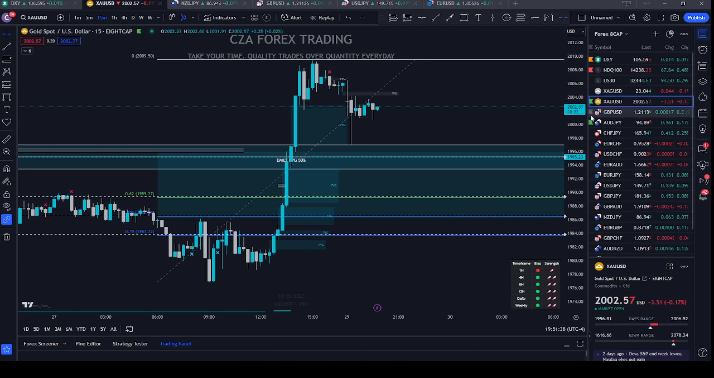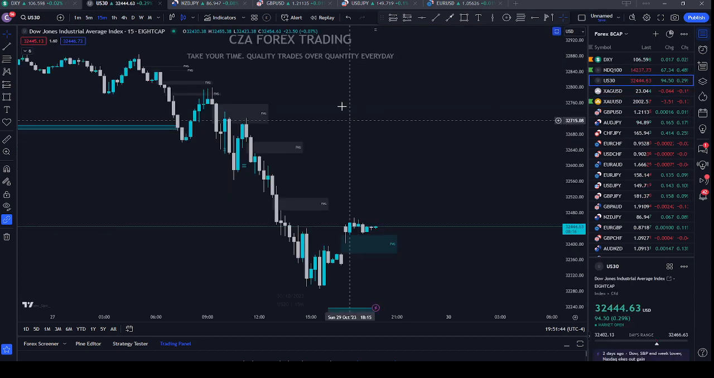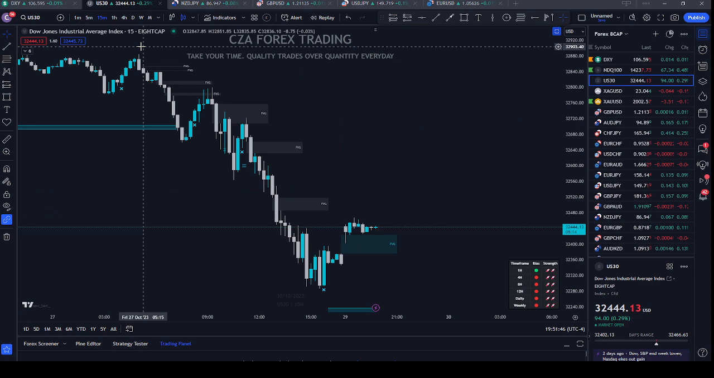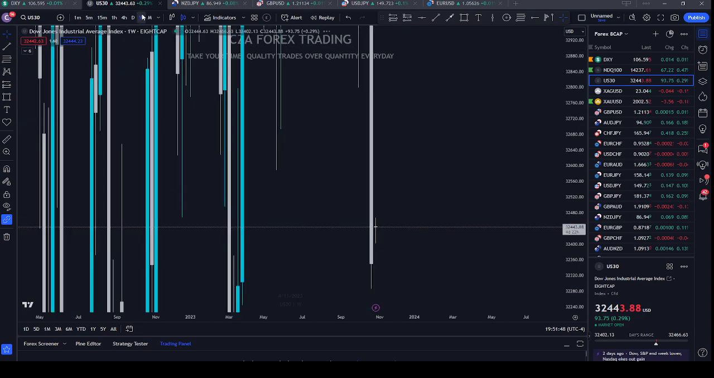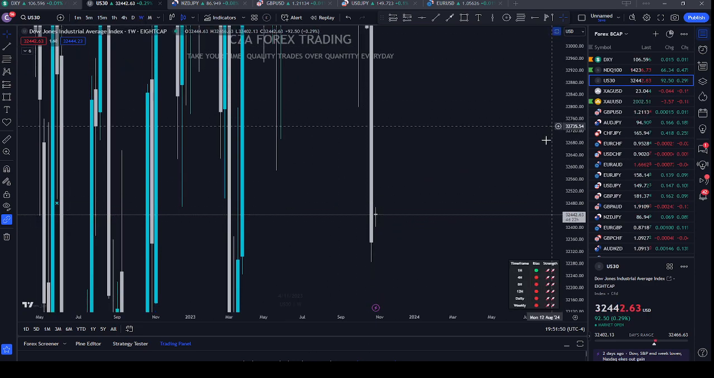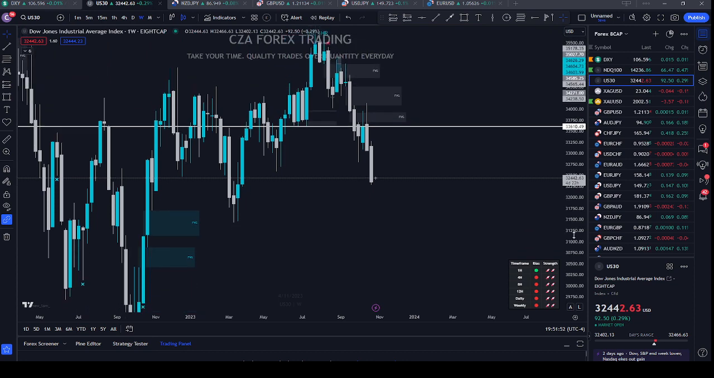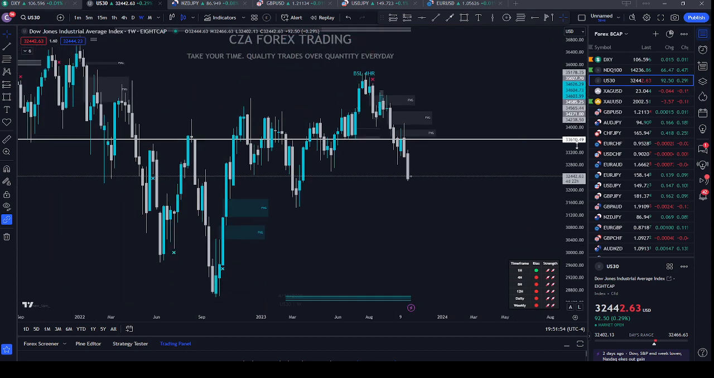Let me mark that actually because that looks really good. Alright, US 30. What's good, Jay? US 30 looks juicy. Bro, US 30 and NAS.